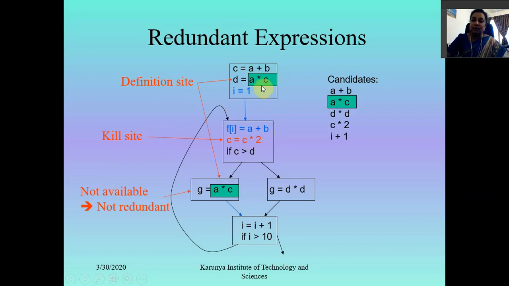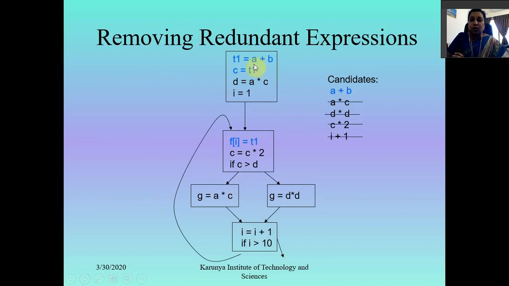Whereas here, A star C is defined here. In between, in this block, C's value is being doubled, C equal to C star 2. So this A star C and this A star C will not give us the same output even though it is the same common expression based on the identifier name. So this is not redundant. Then we'll move on. I'll take A plus B, put it onto a temporary variable and assign the value to C. Here I'll do an assignment instead of adding it again. So we have taken this one.